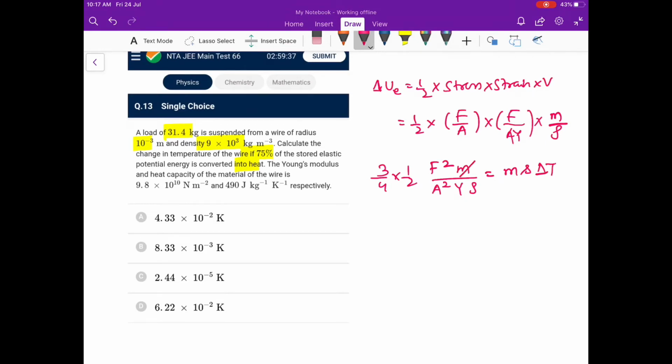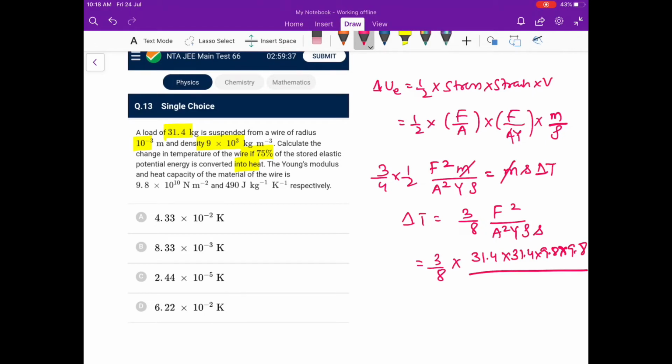So m and m get cancelled, and the change in temperature I can write as 3 by 8 F square upon A square Y rho s. So this is the value. Now substitute it. F square is 31.4 into g, so 31.4 into 31.4 into 9.8 into 9.8. I am taking 9.8 because the data is 9.8 in the downward direction. Now pi r square is the area, so area square would be pi square, and r square is 10 to the power minus 6, so that becomes 10 to the power minus 12.